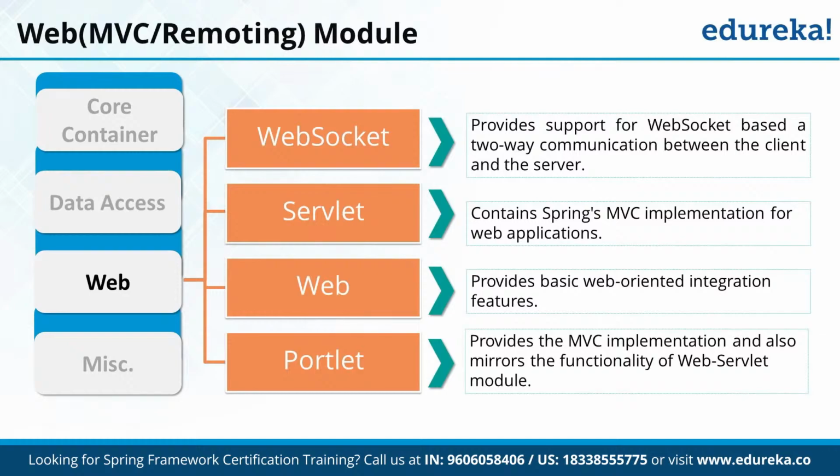The web layer has WebSocket, servlet, web, and portlet. So WebSocket is basically a support, right, based on a two-way communication between the client and the server. Servlet is again the core part of the enterprise edition. So here it contains Spring's MVC implementation for the web application. And the web-oriented integration feature is also one of the key features in the web part. Then portlets are nothing but standalone applications running on the web application, right? So it provides the MVC implementation and also mirrors the functionality of a web servlet module.